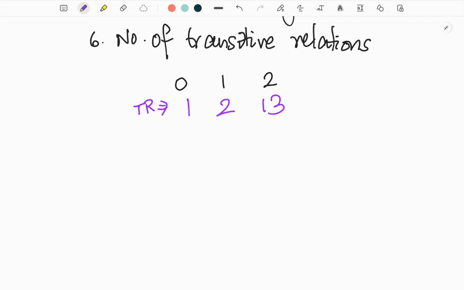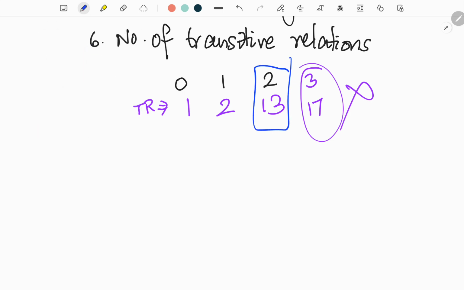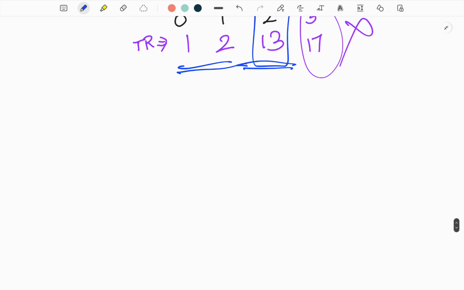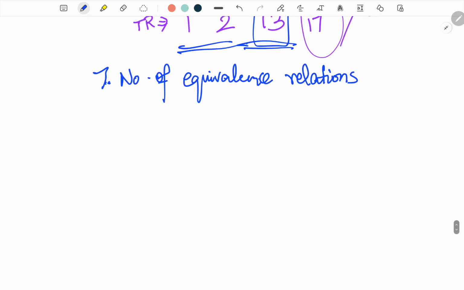And if you are having 3 elements, you can create 171. This is something additional. This is not required. Even 2 is not actually required, but 0 and 1 are very important. 2 you can learn additionally, and 3 is something which is not required. Then the 7th one is the number of equivalence relations. So what are the number of equivalence relations possible?